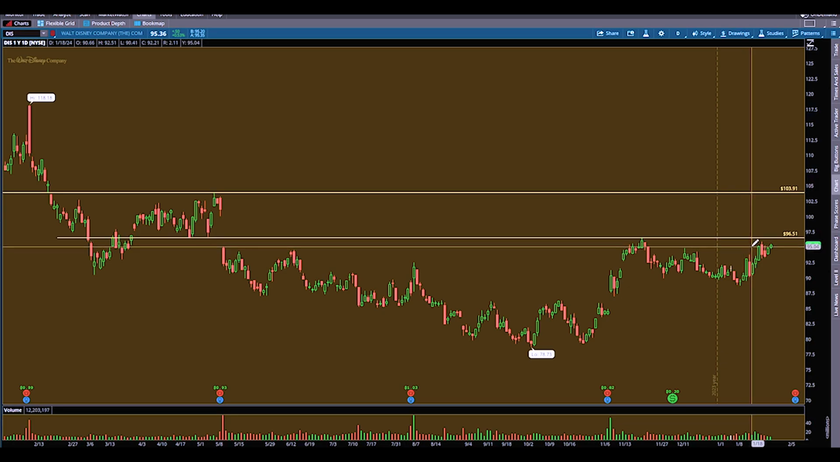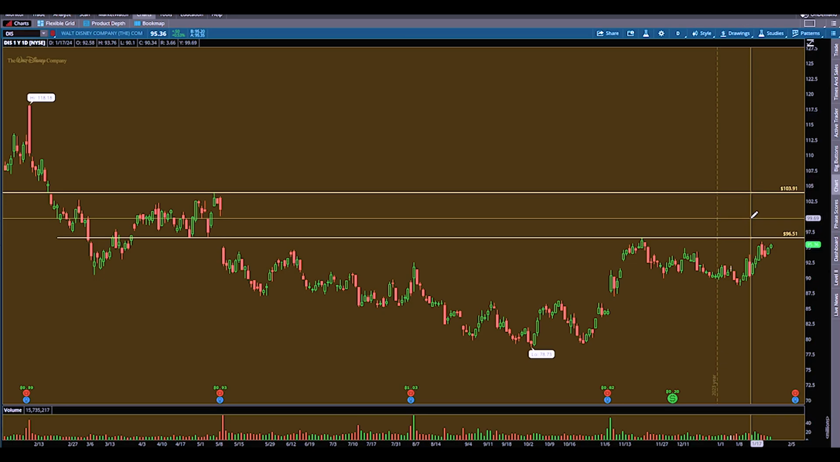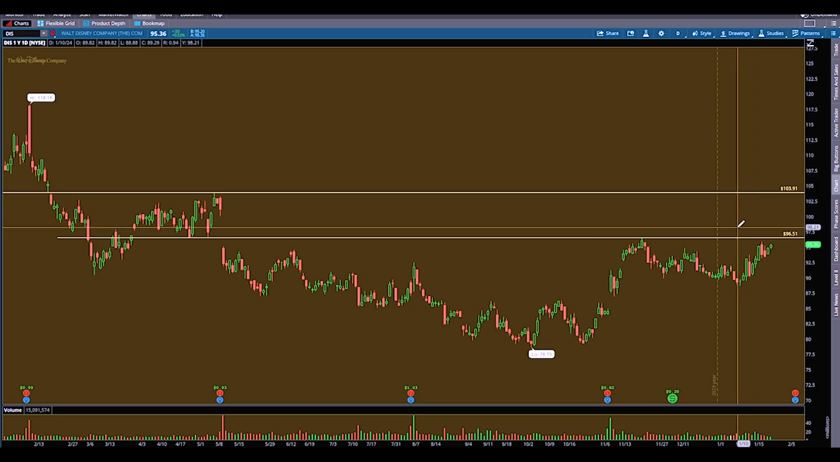Above 96.51 for calls, 100. Looks like we have room up to that 100. Be sure you're managing your trade. Nothing wrong with waiting on a possible retest for an entry like we talked about before.